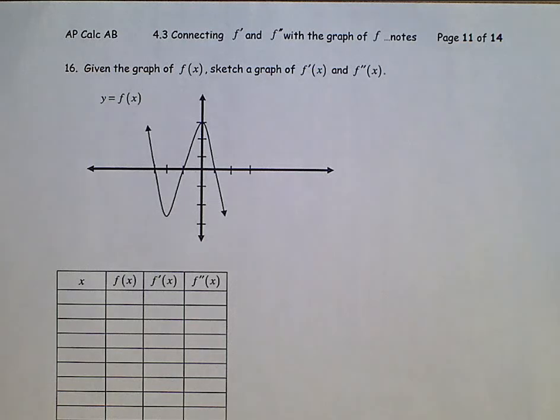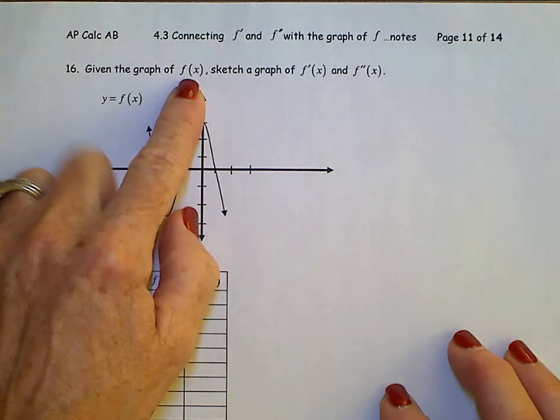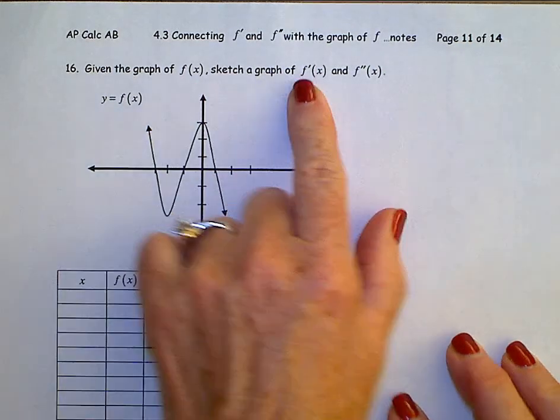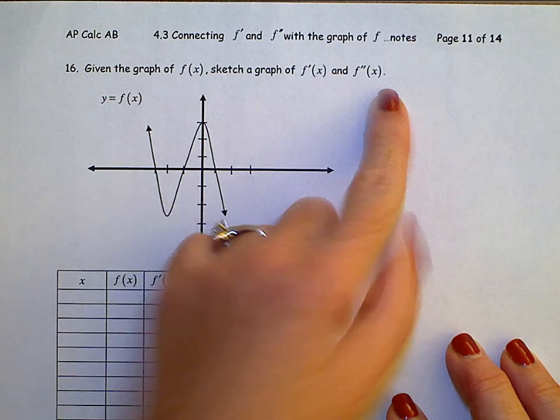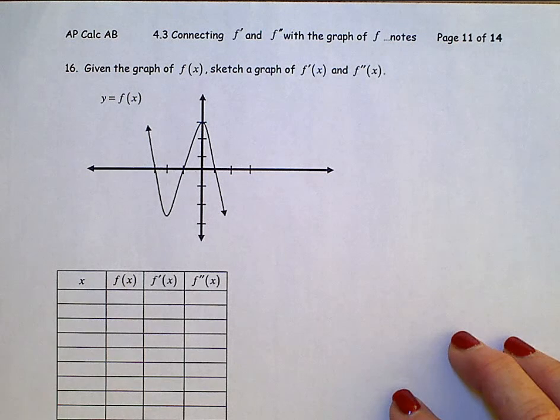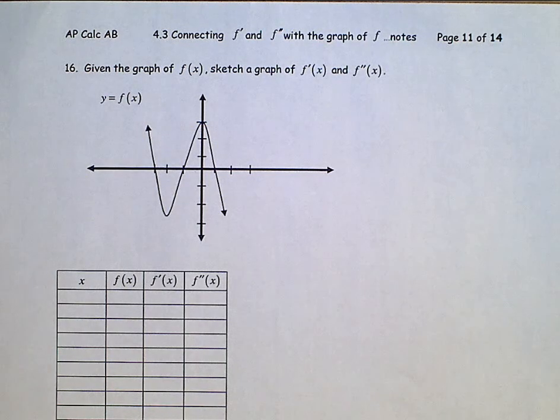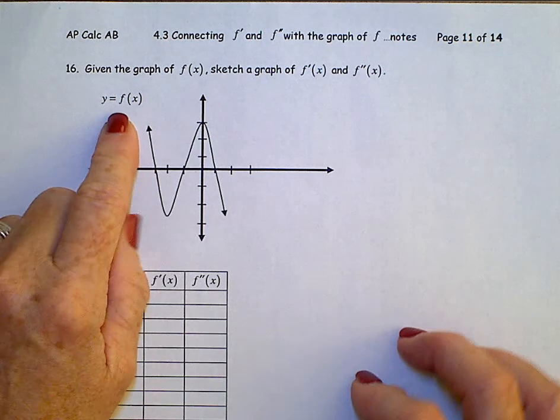Section 4.3, page 11. On this page, we are given the graph of f of x, and we want to sketch a graph of f prime and f double prime. So things are a little bit different here. Sometimes you have to think about and say over and over in your head, what graph am I given and what graph do we want to draw? So this is the graph of f of x.